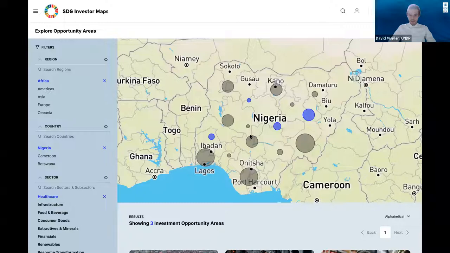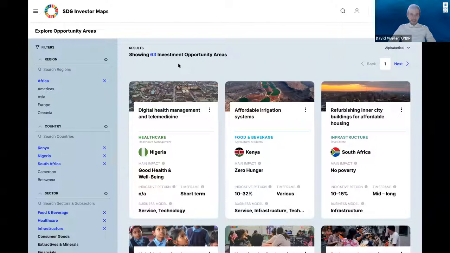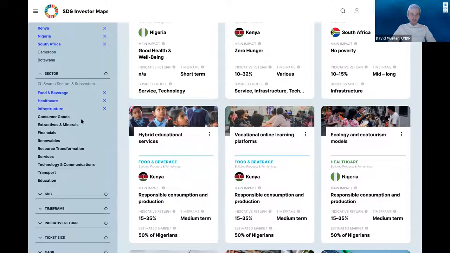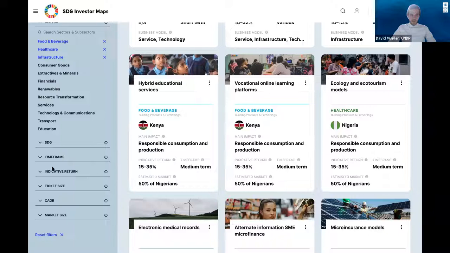And before I dive into the presentation of one of those sample investment opportunity areas, I would also like to emphasize that we have put in a lot of effort to be able to filter the opportunities so that the user can really look into those particular opportunities that are most interesting for her or for him. So for example, if you're just looking at the African continent, just some specific countries and even potentially some specific sectors, as well as even more indicators and data points, you could even say that you're just looking at the short-term timeframe, and that's really where you want to focus your attention, and then you'll be provided with the investment opportunities coming up here.